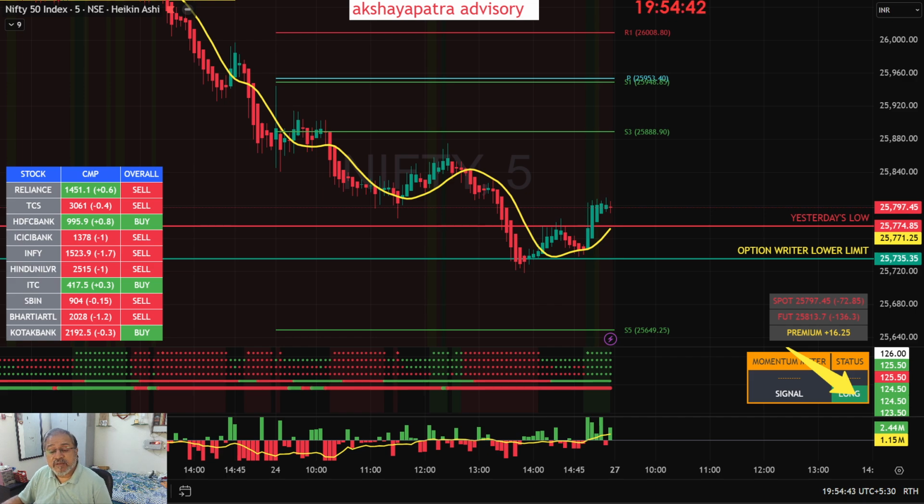Once the max pain levels usually work as resistance at the top and support at the bottom. So that is also one thing we can see today. For example, today we can see very clearly it went down to this level and then the Nifty turned, also our yellow line turned, the candles also turned. This is the option rate lower limit.